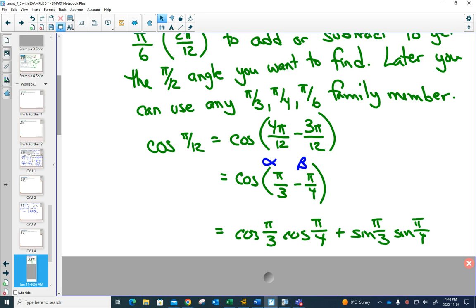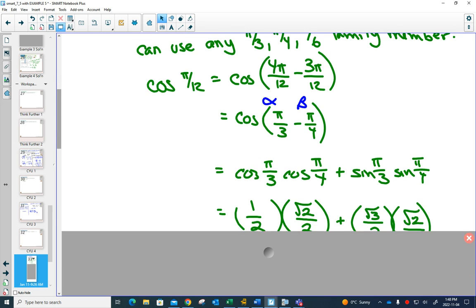So what is cos of pi over 3? You should first, though, try to do it from memory. Do you remember cos of pi over 3? 1 over 2. Cos of pi over 4? Root 2 over 2. Sine of pi over 3? No. Root 3 over 2. So now our next step is we can evaluate each of those.